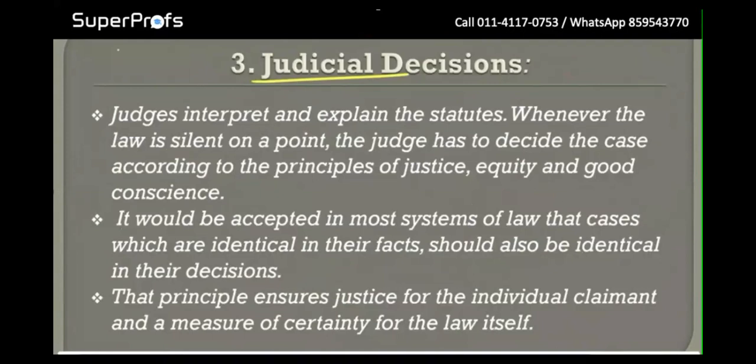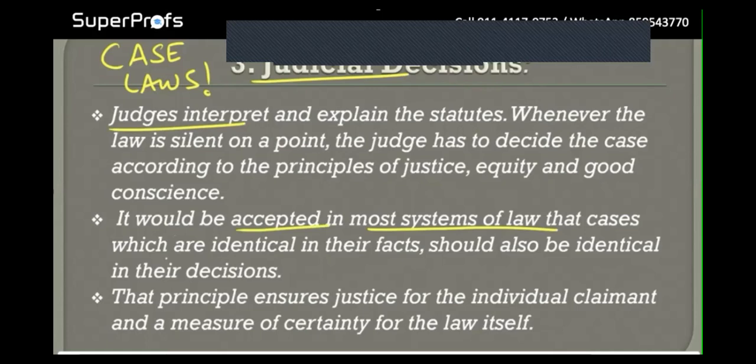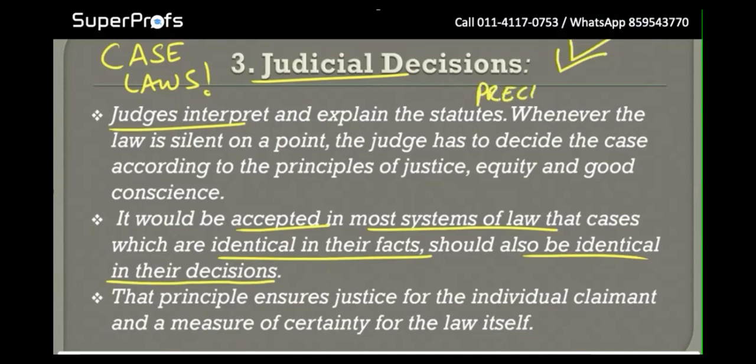Next, we come to judicial decisions, or what we call case laws. Case laws are very important because the judges interpret the law and bring a decision, a judgment, and it would be accepted in most systems of law that cases which are identical should have identical decisions, so that the case will not waste the time of the court. So already one case is decided. After 2 years, a similar case comes. Why should we waste time? We can just adopt the precedent, what we call the judicial precedent of the previous case. As simple as that. So that principle ensures justice for the individual claimant and a measure of certainty for the law itself. That is why we should always use old cases wherever relevant, not to waste the time of the court, and also to save the time of the parties.